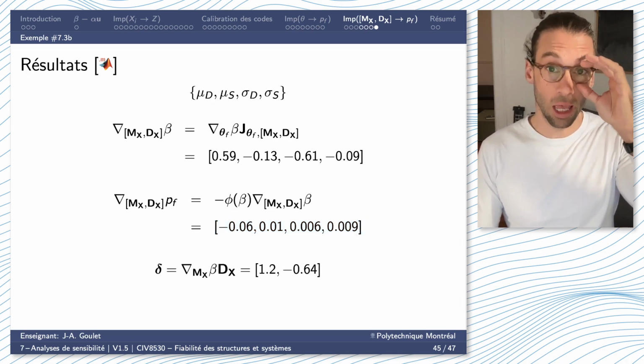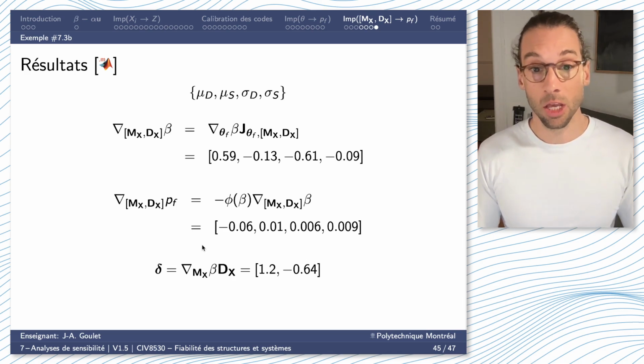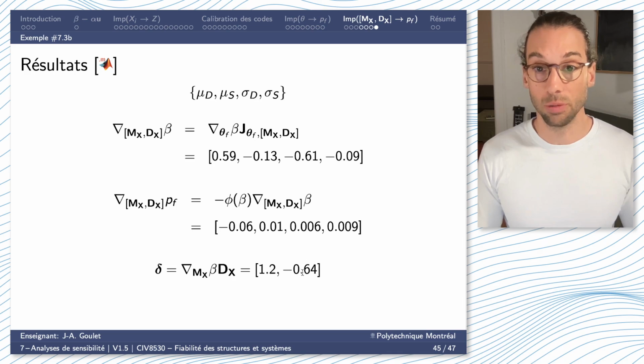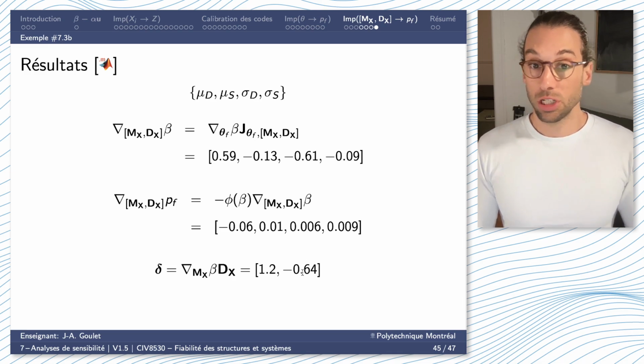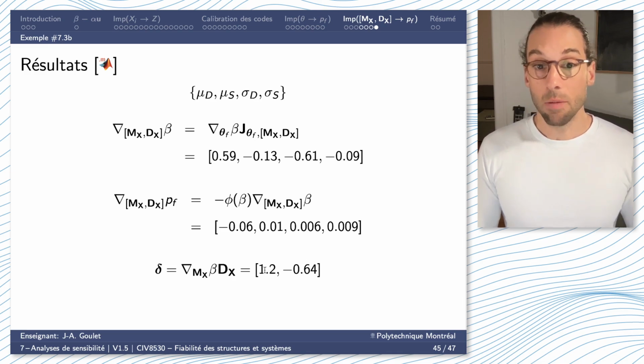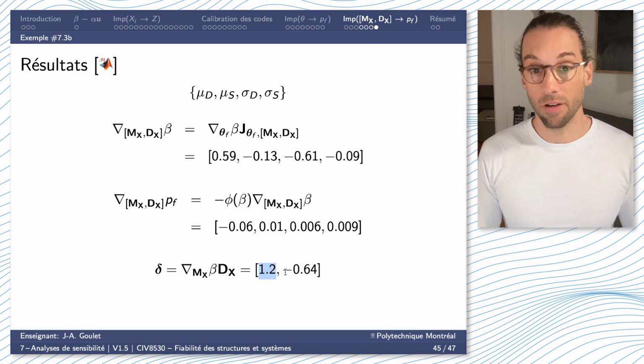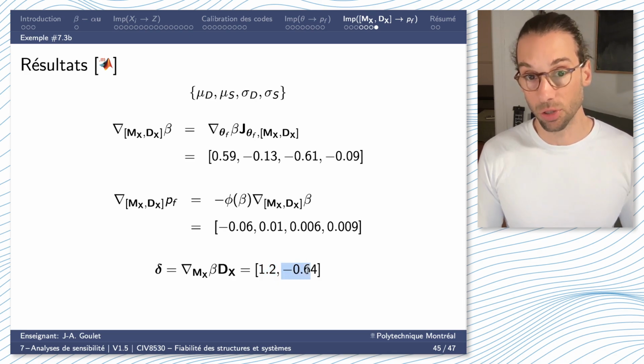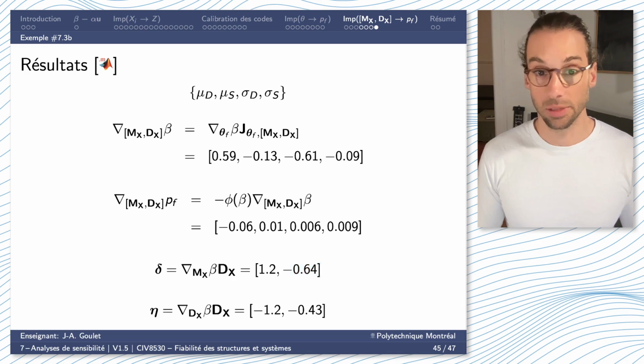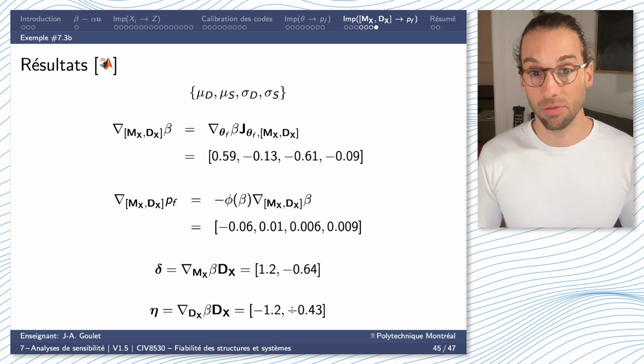If we look at our high-dimensional quantities now, we're going to have here for delta 1.2 and minus 0.64. So what does it mean? In this case, if I move my mean by 1 standard deviation, I'm going to increase my beta by 1.2. If I move my mean for solicitation by 1 standard deviation, I'm going to decrease my reliability index by 0.64. My eta is the same thing, but for the standard deviation.